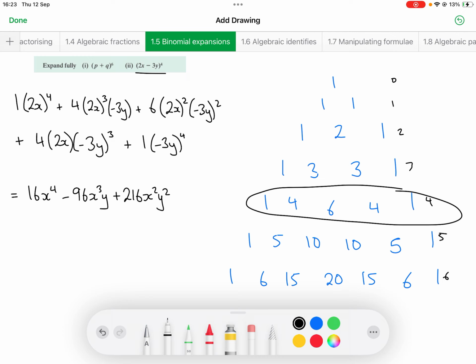The next one, so minus 3 to the power of 3 is minus 27. 4 by 2 is 8. 27 by 8 is 216. And that's going to be a minus as well. So that's minus 216, and that's xy cubed. And the last one, minus 3 to the power of 4. So that's going to be 81. And that is going to be y to the power of 4.